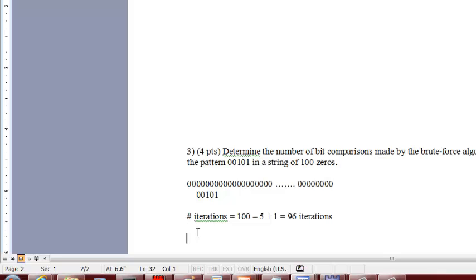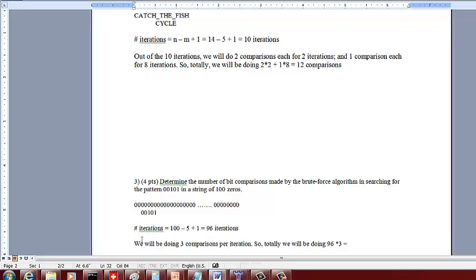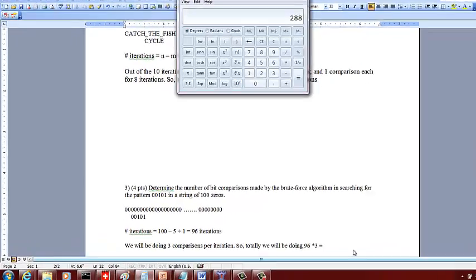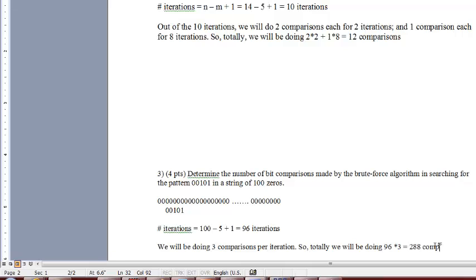So basically we will be doing 3 comparisons per iteration, so totally we will be doing 96 times 3, which is going to be 288 comparisons. That's all.